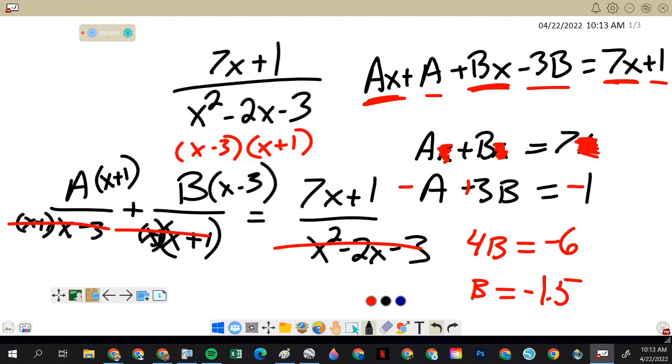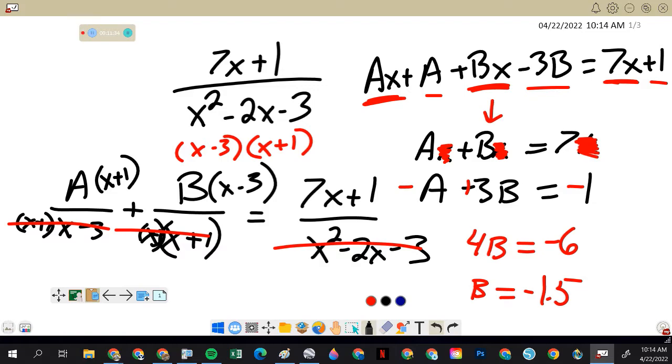Does that make sense? So I could do elimination, so the a's would cancel. You could do substitution. You could times the top by 3. You could times the top by -1. I just picked one so that the a's would cancel. So b is 1.5, or -1.5. So if b is -1.5, then a has to be 8.5.